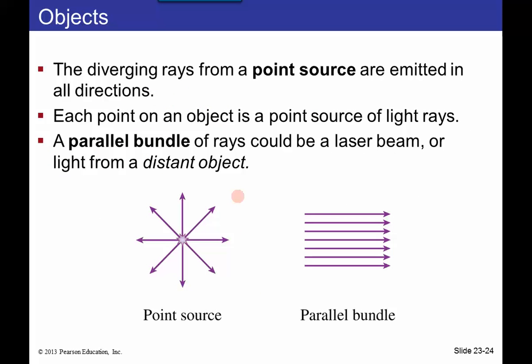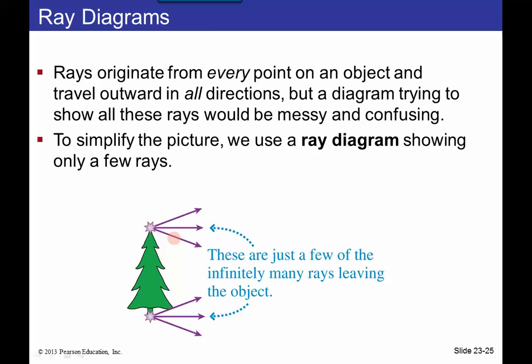So the divergent rays from a point source are emitted in all directions. That is important. Each point in the object is a point source of light rays, and a parallel bundle of rays could be a laser beam or light from a very distant object. So this here could be just a laser beam, or could be light coming from an object that is far, far away from you. Where a point source, like this one, emits rays in all directions.